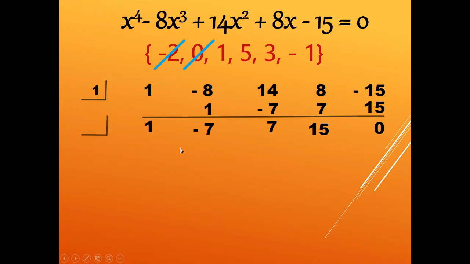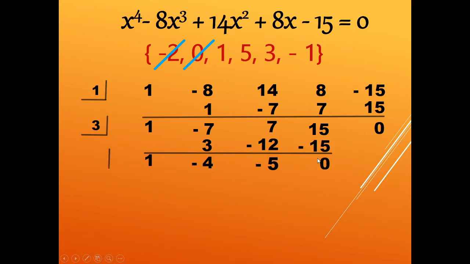Next, try natin ang 3. 3 ang gusto ko. Kahit anong unahin nyo, pwede rin. Basta in any order naman yan eh. Okay, bring down 1. 1 times 3, 3, minus 7, negative 4. Times 3, negative 12, plus 7, negative 5. Times 3, negative 15, plus 15 is 0. So, tama na naman.